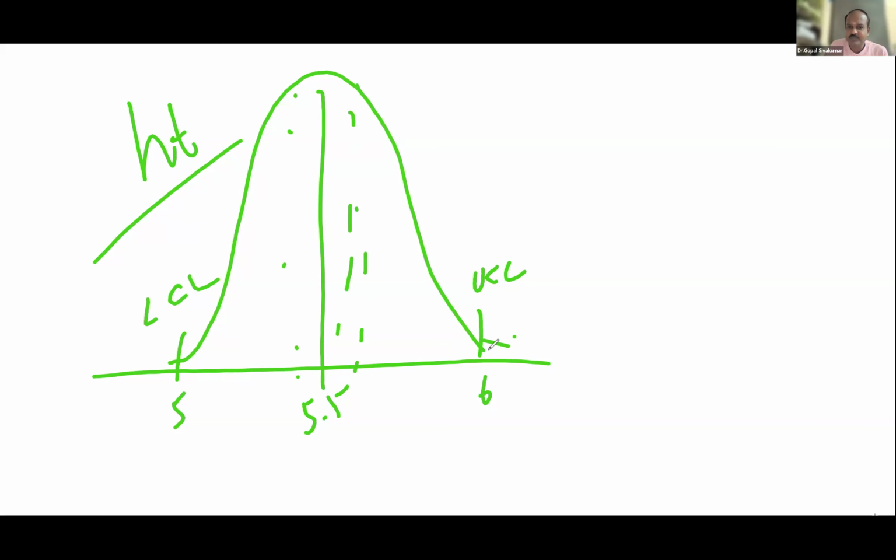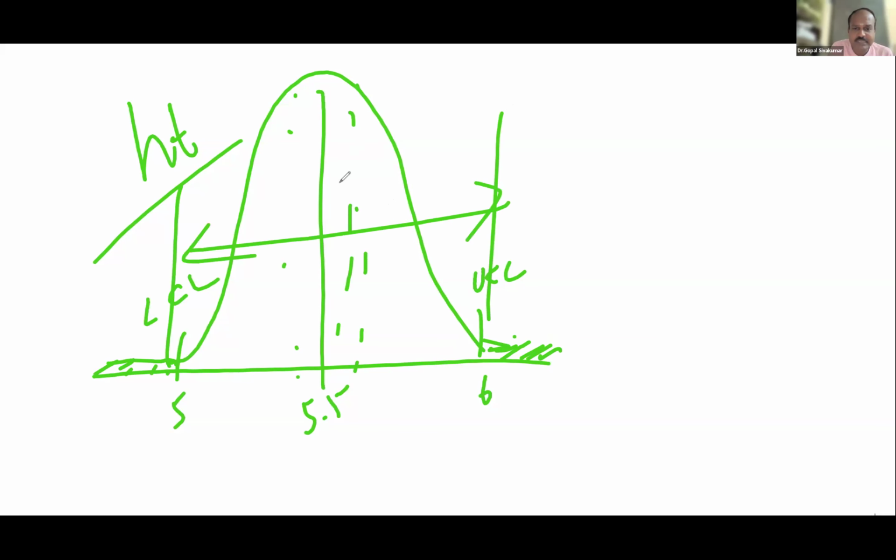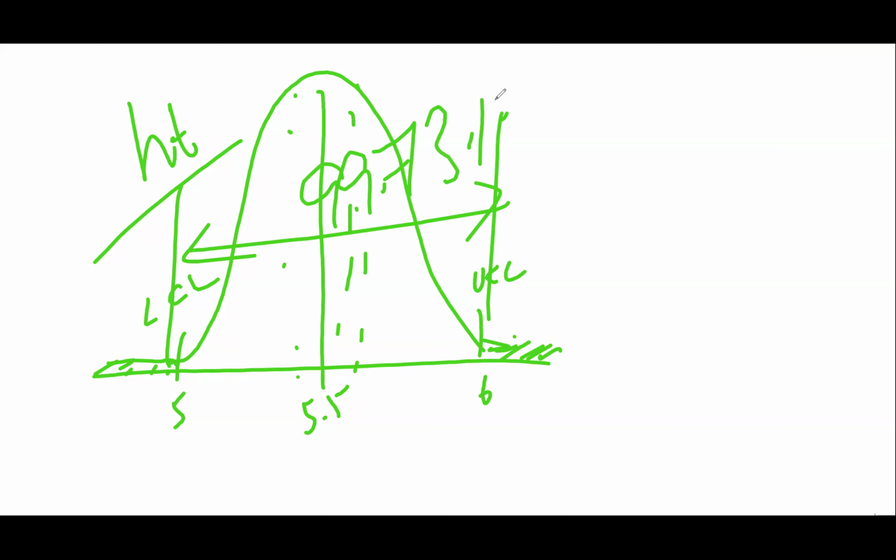Very few will be represented beyond the control limit. Similarly, how many will be below the 5 feet? Probably lesser, isn't it? So that is why we always say inside the control limit, you will get 99.73% of your data points. Clear, all of you?